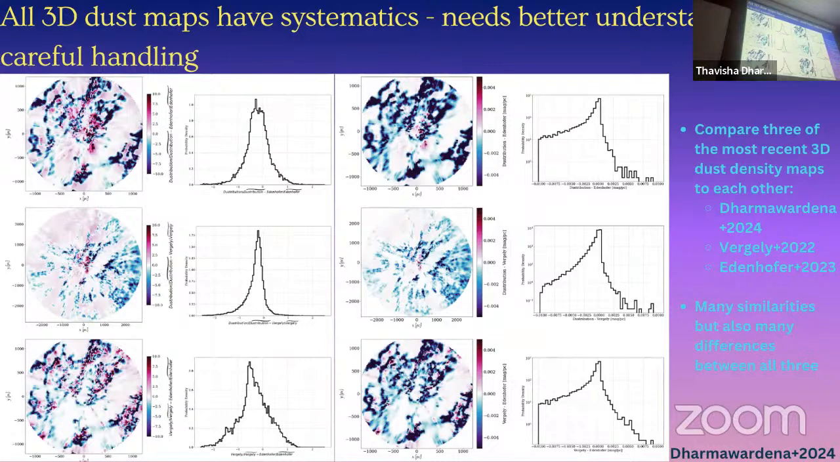So again, this is not saying one map is wrong or the other one is right. It's saying that when you're using one of these maps, be careful, understand what the systematics are, and take those into account when you're going to use them.